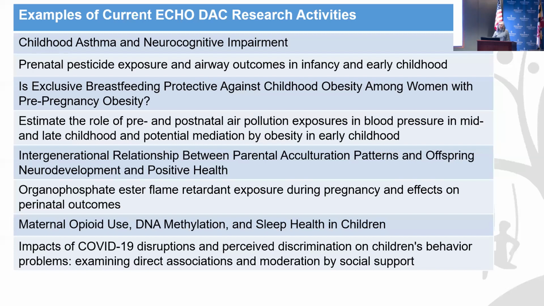In addition, we do a lot of other research. So right now, the ECHO Data Analysis Center is working on over 150 different research projects, which span numerous exposures, numerous outcomes, all focusing on pregnant individuals and their children. Here is an example of some of the ones that we are looking at. Number 1, childhood asthma and neurocognition. 2, prenatal pesticide exposure and airways outcomes. Breastfeeding in terms of child obesity. Air pollution in terms of blood pressure. And as you see, the list goes on and on.